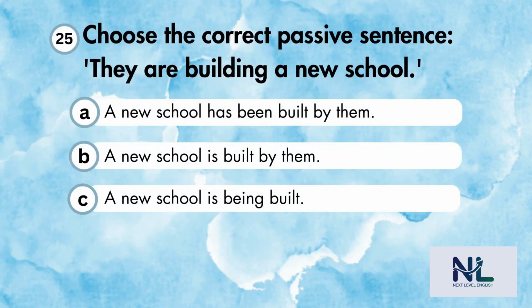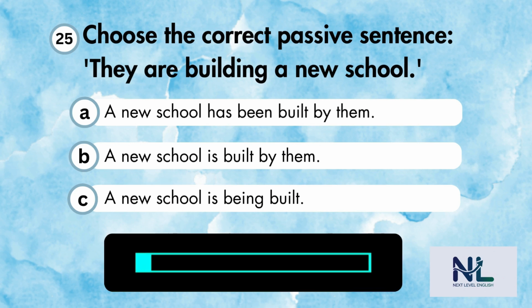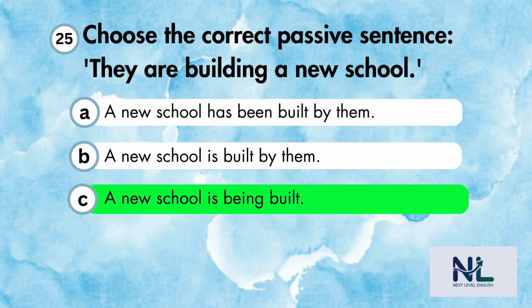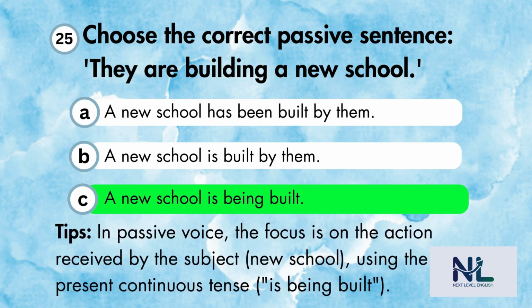25. Choose the correct passive sentence. They are building a new school. A new school is being built. Tips: in passive voice, the focus is on the action received by the subject. New school, using the present continuous tense, is being built.